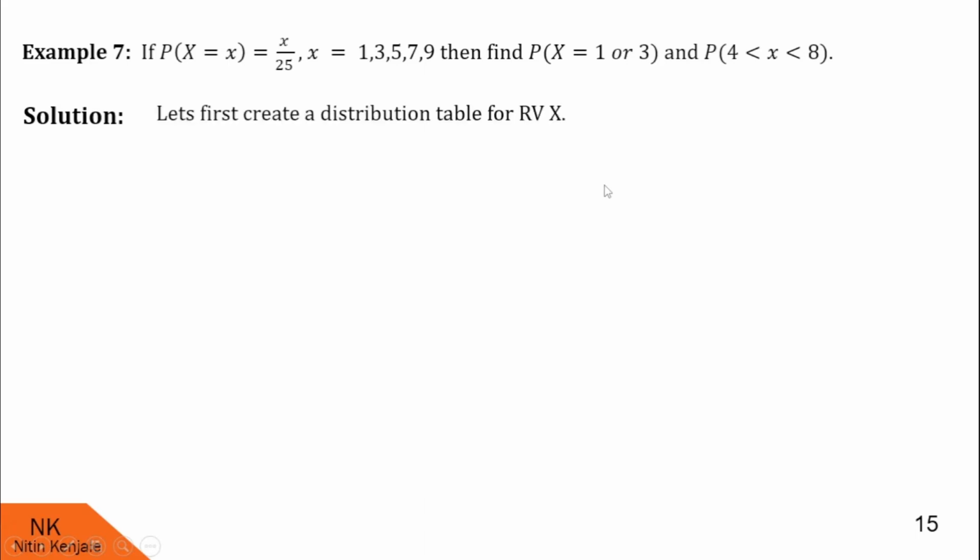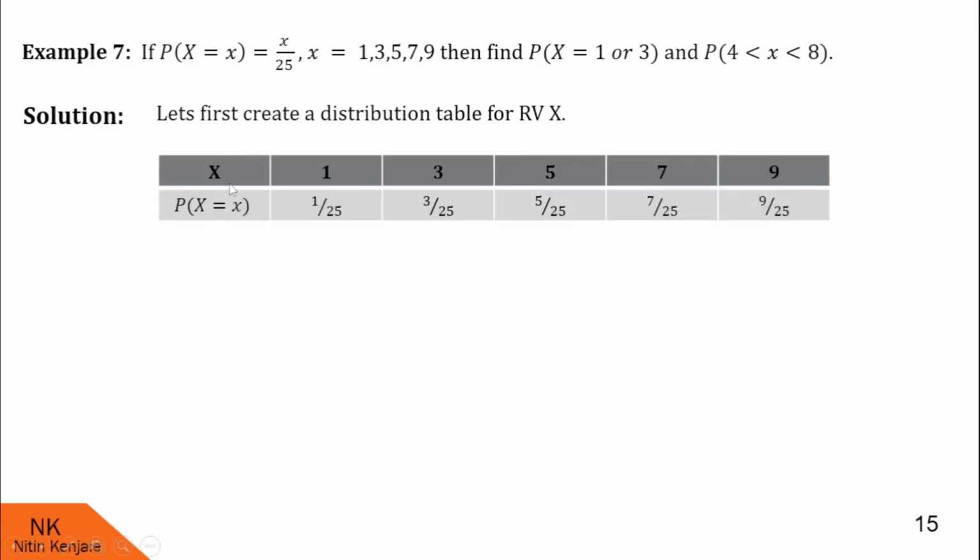First we create the distribution table for the given random variable x. So in row 1 we write values of x 1, 3, 5, 7, 9 and in row 2 we write the corresponding probabilities. Here definition of probability distribution function says P of X equal to x is x by 25. So if I put x equal to 1 over here, I get P of X is equal to 1 is 1 upon 25. Similarly, if I put x equal to 3 here, I'll get P of X equal to 3 is 3 upon 25 and so on.